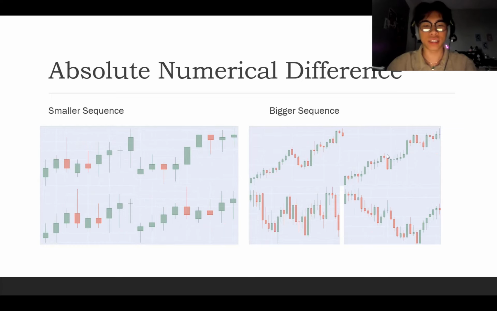And for absolute distance, I actually got opposite results. With the smaller sequence, you see these top 4 charts are relatively similar, but with the bigger sequence, the top 1 and top 2 are pretty similar, but then number 3 and number 4 don't look anything alike to the rest. So yeah.